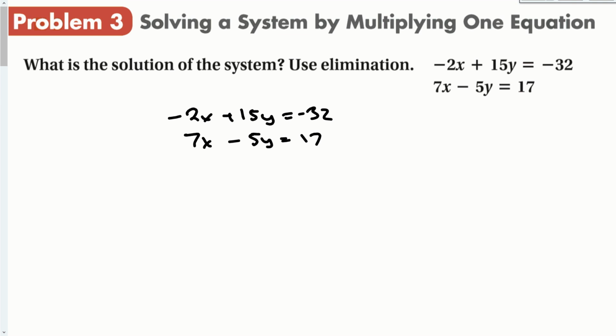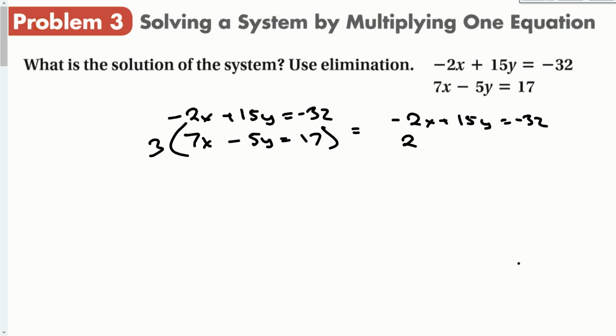But if I look and try to find the easiest way to multiply something to make one of the letters go away, I can see that if I take the bottom equation and multiply everything by 5, I will get an equivalent system. Sorry, I'm not going to multiply by 5. Multiply by 3. 5 times 5 is 25. 5 times 3 is 15.